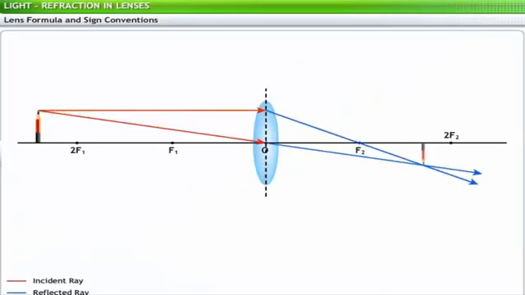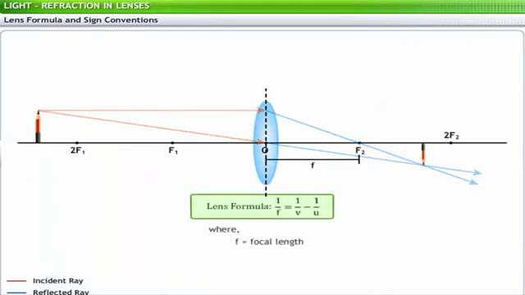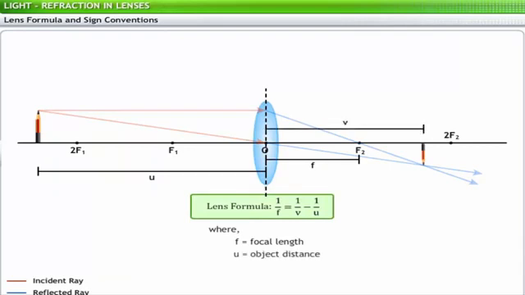The lens formula defines the relationship between the focal length of the lens f, the distance of the object from the optic center u, and the distance of the image from the optic center v. 1 divided by f is equal to 1 divided by v minus 1 divided by u.